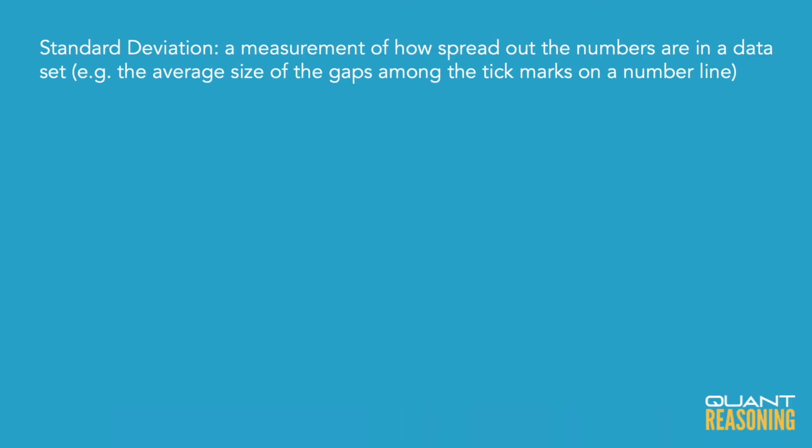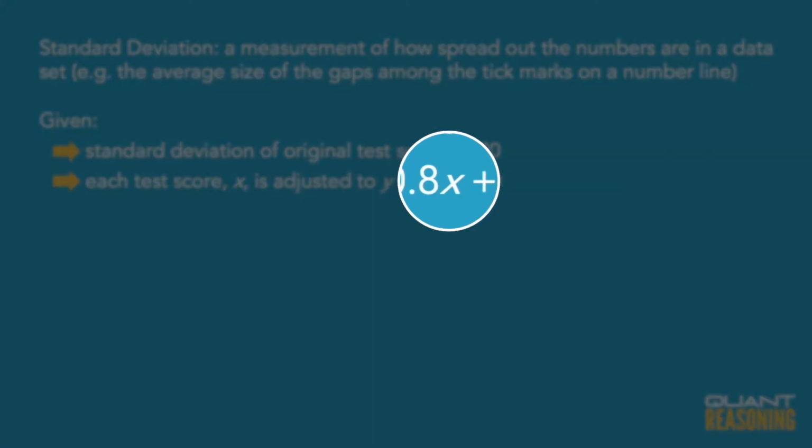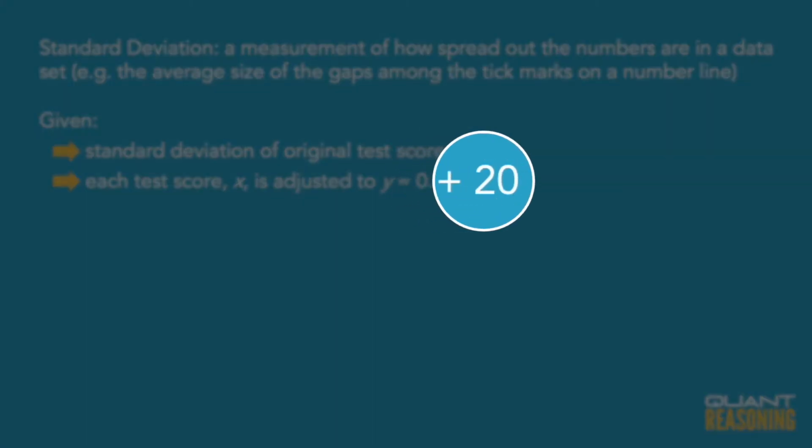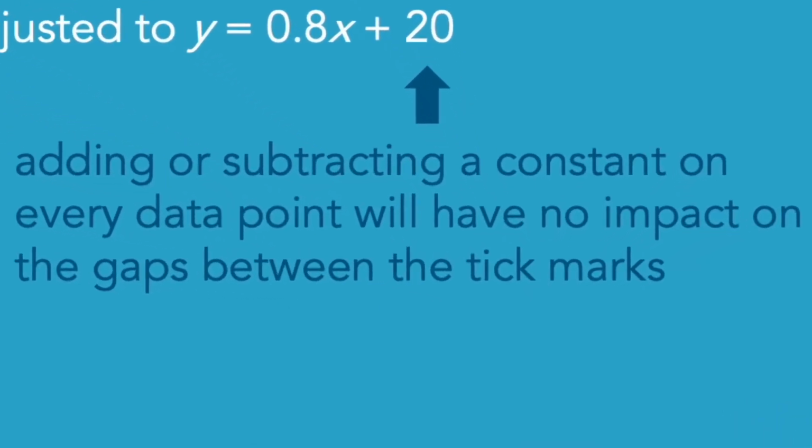You see, we're told that the standard deviation of this set is 20, but then each of the tick marks on this number line for this set gets multiplied by 0.8, and it also gets moved to the right or to the left. I'm not really focused on that part of the question because that doesn't impact the distances among the data points. And that's probably the most important point in this question, so let me repeat that.